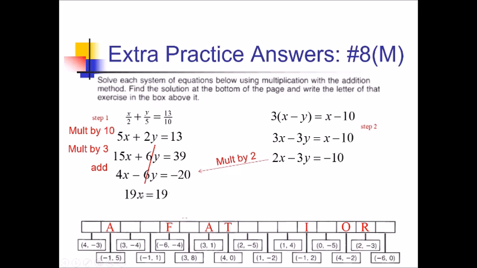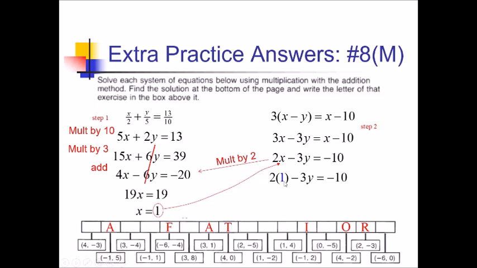So dividing 19 to both sides, we have x equals 1, which isn't so bad after all that work. I can plug that back in. I'm just going to use this equation here. So we've got 2 times 1 minus 3y equals negative 10. This is just 2 right here.